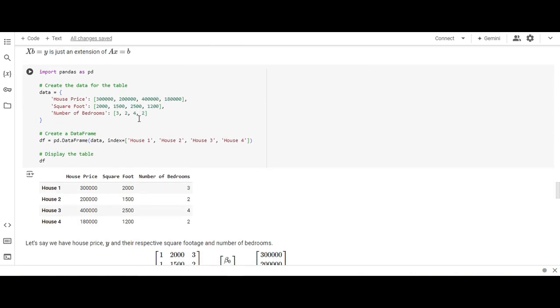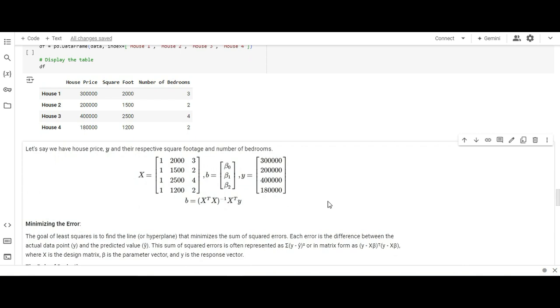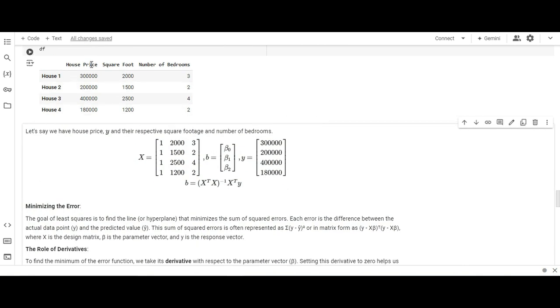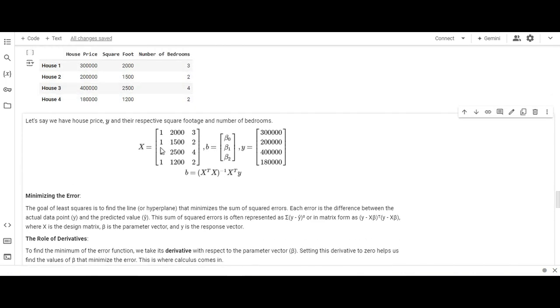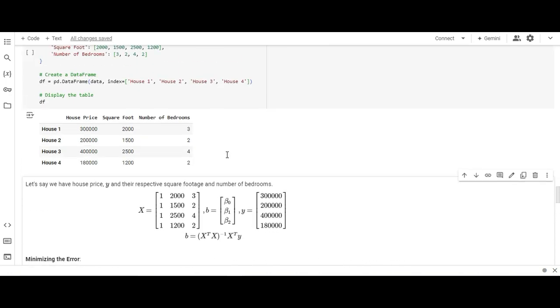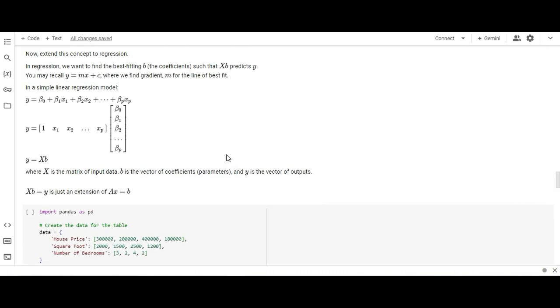Let's get an example data set with numbers so that we can understand what I am trying to illustrate. Let's say we have house price, square foot, and number of rooms. You see, for the same number of rooms, the bigger house is more expensive, which makes sense. Now we represent the data in X, which is the input data, and y, which is the output data, or you can say the dependent variable.